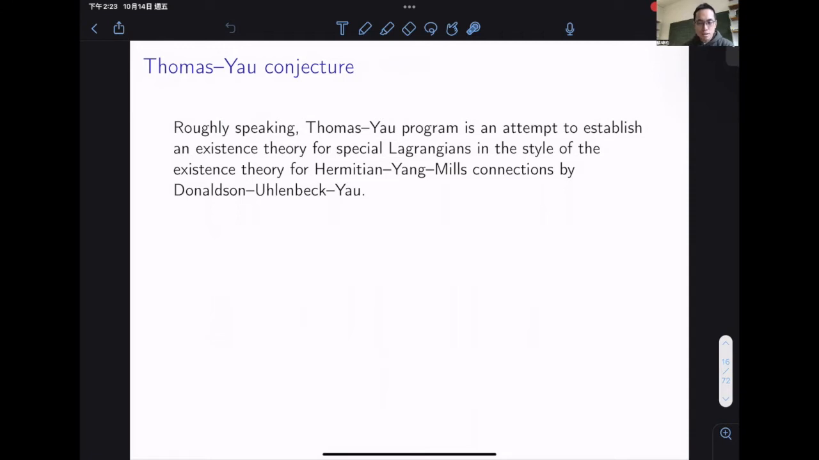Okay, so the main conjecture or the guiding principle in this field is the Thomas-Yau conjecture. And roughly speaking, the Thomas-Yau program is trying to establish an existence theory for special Lagrangians in the style of the Donaldson-Uhlenbeck-Yau theorem, the existence theory for Hermitian-Yang-Mills connections.